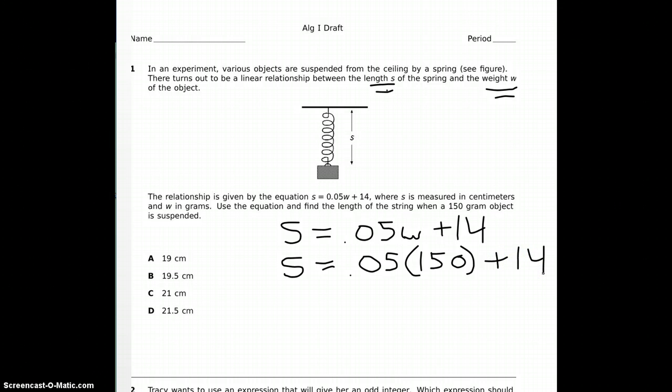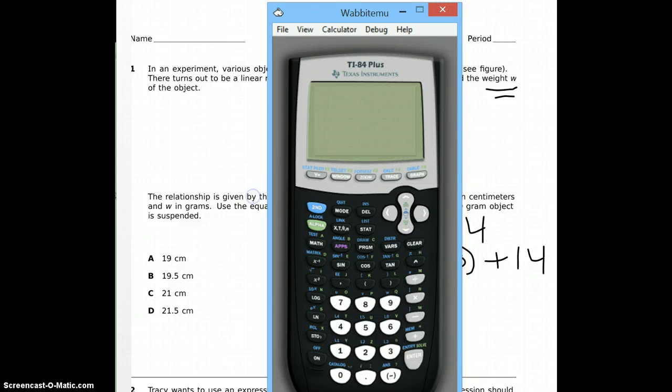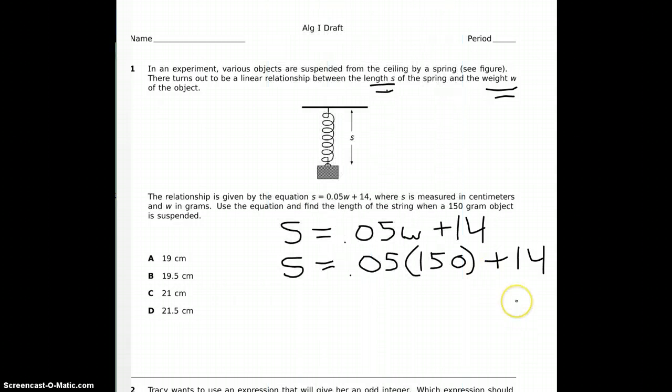So I'm going to plug in 150 for W, and then I'm going to use my calculator to figure out this calculation, when my calculator decides to turn on. I have 0.05 times 150 plus 14, which is going to give me 21.5. My answer here is 21.5, which is D.